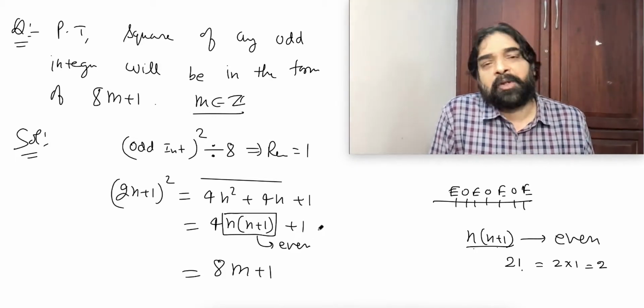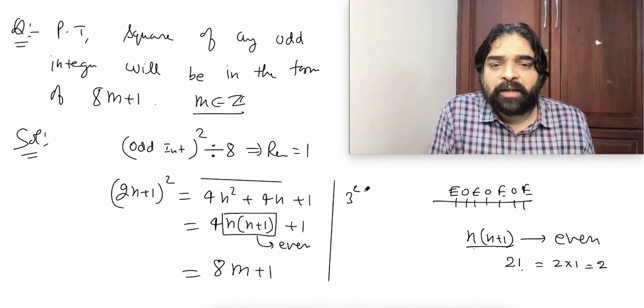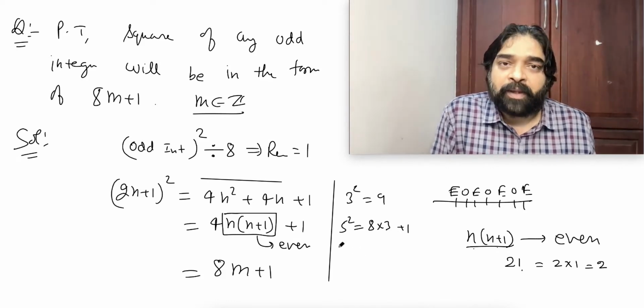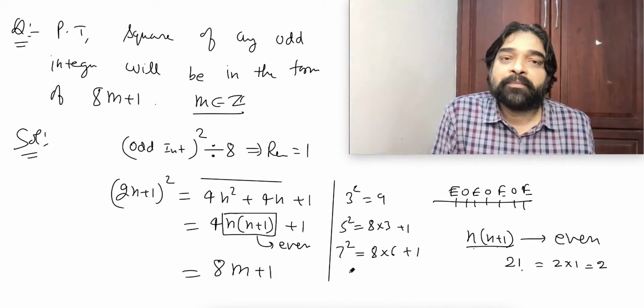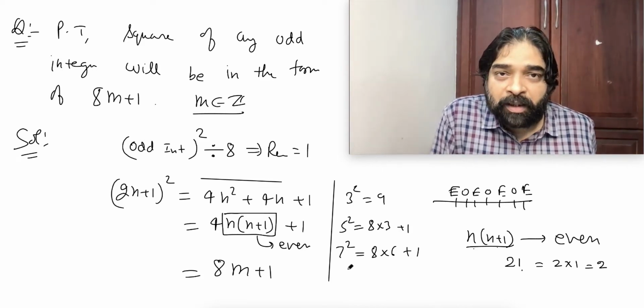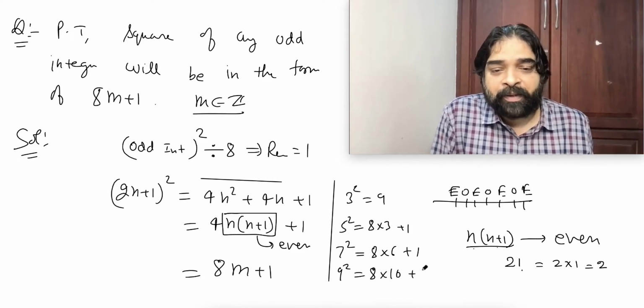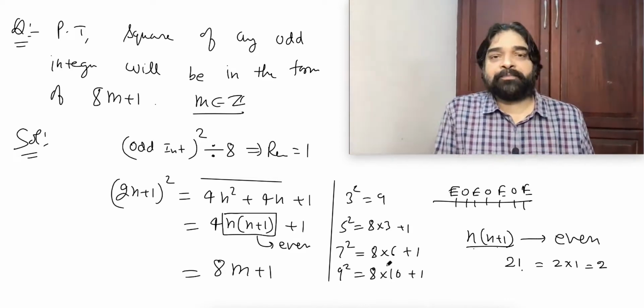You can verify also. Take some odd integers. 3 square, 9. 9 is 8 plus 1. 5 square, 25. 25 is 8 into 3 plus 1. 7 square, 49. 49 is 8 into 6 plus 1. Are you able to understand? 9 square, 81, 8 into 10 plus 1. So odd integer square will always be 8 into some integer plus 1.